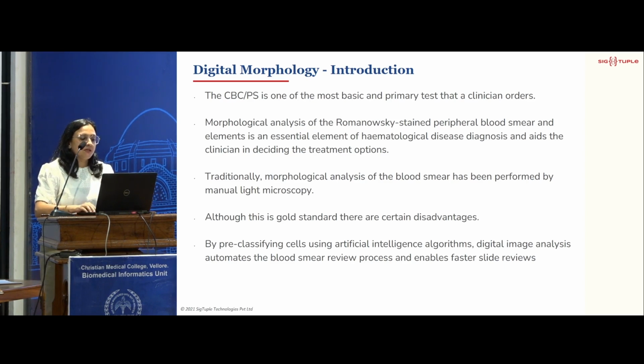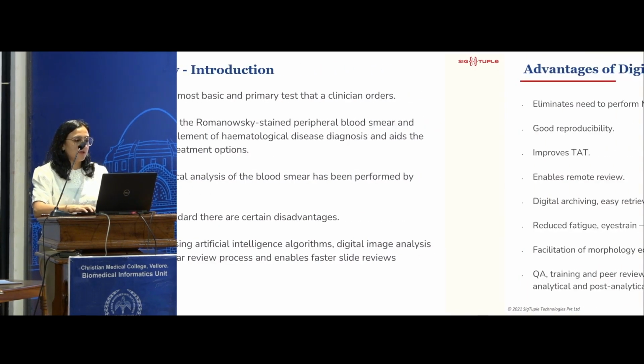By pre-classifying the cells using artificial intelligence algorithms and digital image analysis, it automates the blood smear review process and enables faster slide reviews. So your differential count is already done by the AI. And there's actually visual evidence, which is the most important. So nobody can question you. Your clinician cannot come and question you, ma'am, where are the blasts? I can't see them. So, see, they're right here. There's proof. Visual evidence is very important.